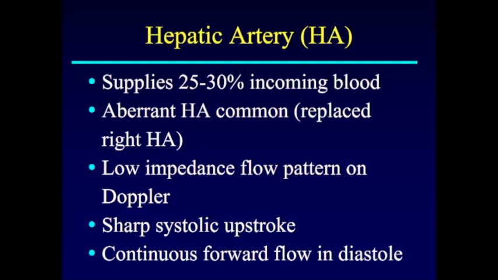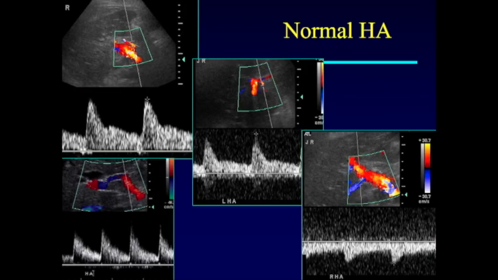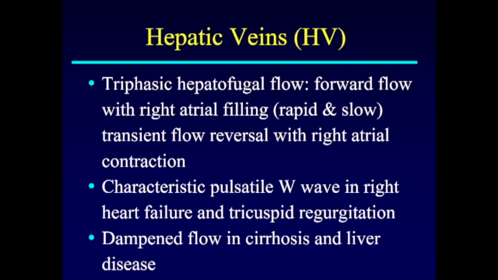The hepatic artery has a low impedance flow pattern on Doppler ultrasound with a sharp systolic upstroke and good flow throughout diastole with continuous forward flow. And here you can see again the normal hepatic artery, sharp upstroke, and continuous flow throughout diastole. Similar to the portal vein, the right hepatic artery dives deep into the right lobe to supply the posterior right lobe, and therefore the flow is displayed below baseline.